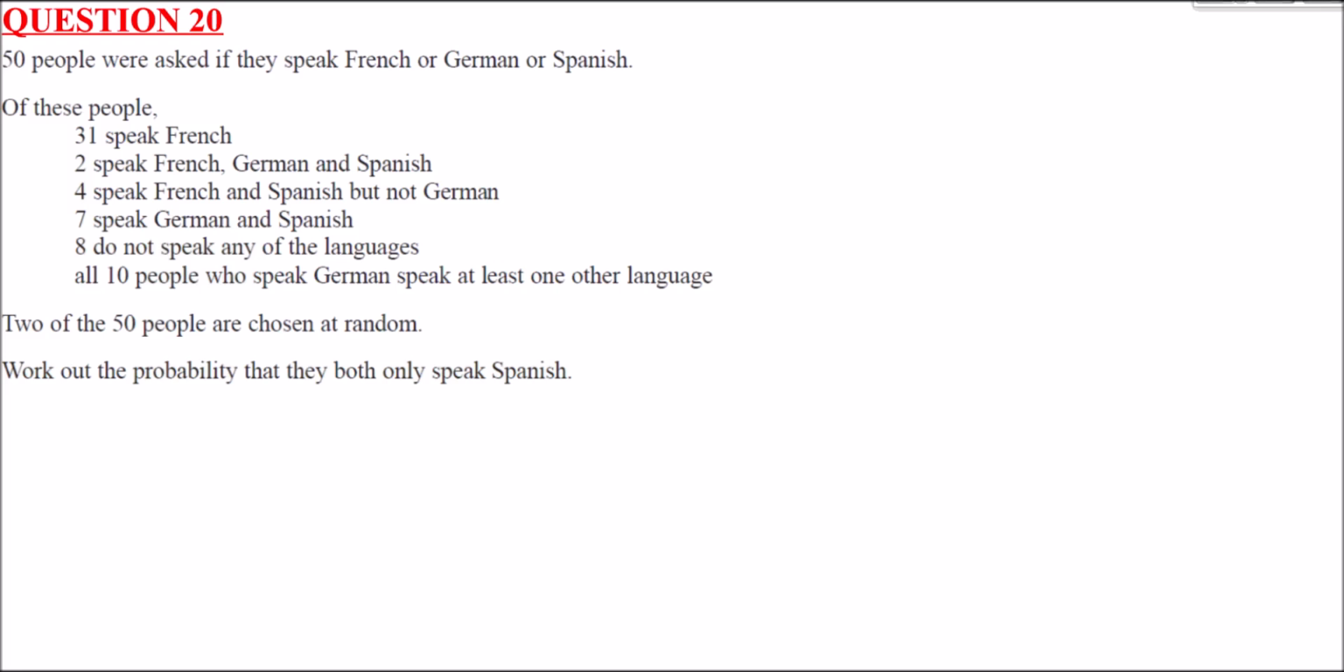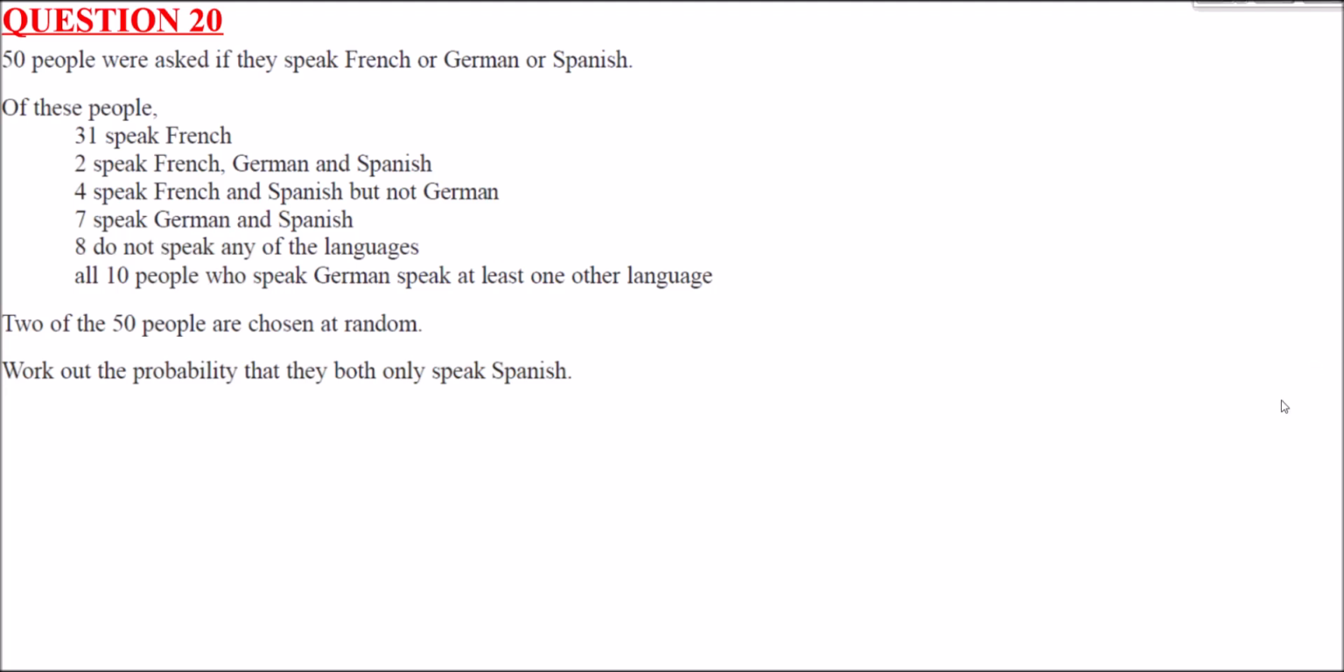Question 20 is the penultimate question. This one, then just one more to go. So 50 people are asked if they speak French or German or Spanish. Of these people, 31 speak French, 2 speak French, German and Spanish, 4 speak French and Spanish but not German, 7 speak German and Spanish, 8 do not speak any of the languages. All 10 people who speak German speak at least one other language, and 2 of the 50 people are then chosen at random. Find the probability that they both only speak Spanish.